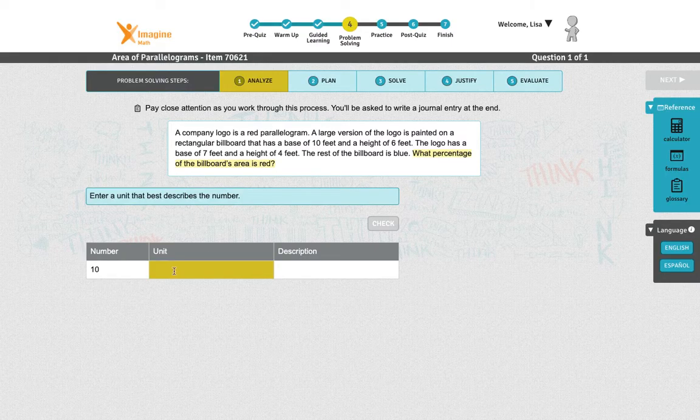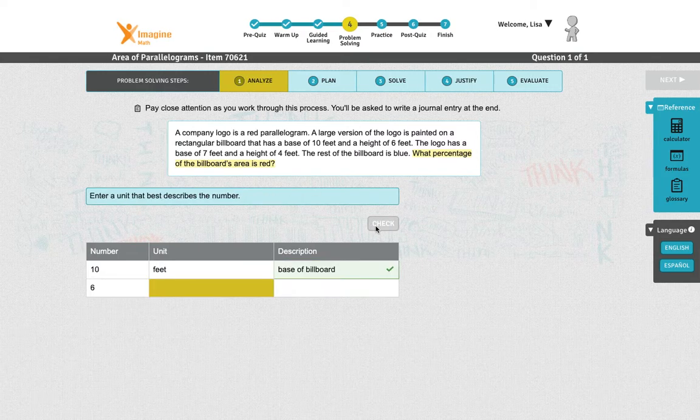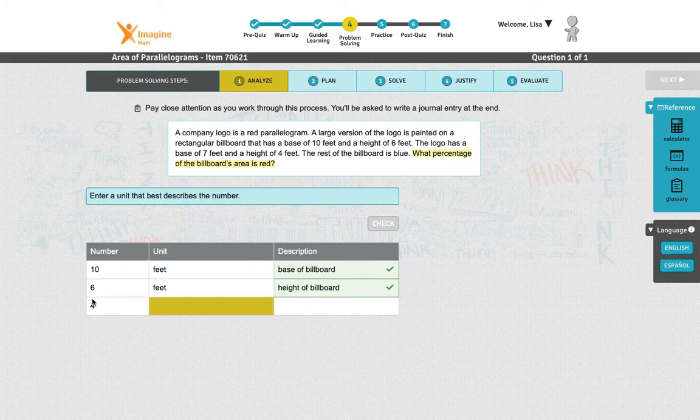So what does the 10 represent? Feet. Right. And that's going to be the base of the billboard. Okay, now what does the 6 represent? Feet, right. Okay, and that's going to be the height of the billboard. Okay, now what's the 4?